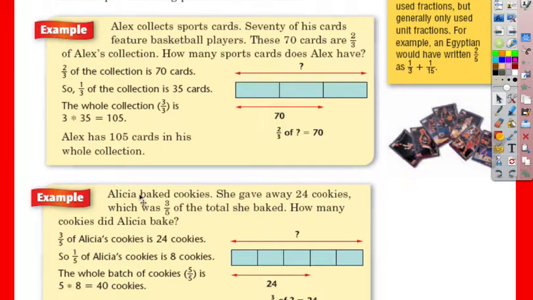Another example is Alicia bakes cookies. She gave away 24 cookies, which was 3/5 of the total she baked. How many cookies did Alicia bake? Well, once again, we've set up a little diagram, because we want to know how many she made in all. There were 5 groups, 1, 2, 3, 4, 5. And the 3 out of the 5 groups was the 24 cookies that she made, and each would be represented by 8. So 8 plus 8 plus 8 plus 8 plus 8. 5 times 8 is 40 cookies.